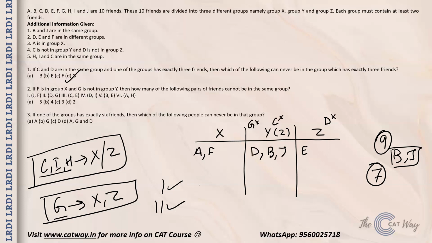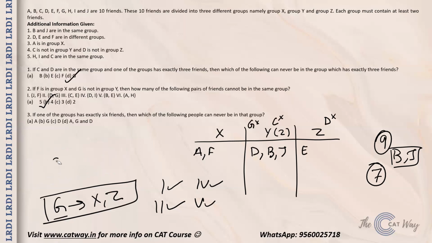Then you talk about 4, which is D and I. D and I are definitely going to be in different groups. Then you have B and E, which is also going to be in different groups. And then you have A and H, which have a possibility of coming together. So that won't be counted. So how many pairs do we have? 4 pairs among the given 6. So option number B becomes our right answer.